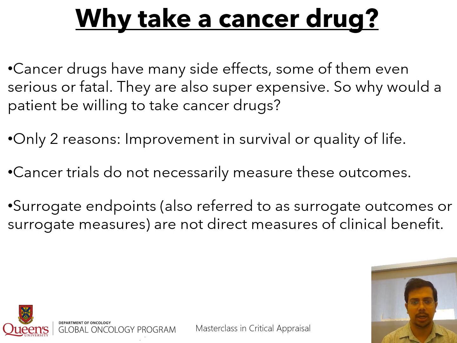Measuring longer life is measuring overall survival, and measuring quality of life is measuring quality of life in terms of trial endpoints. But we see that many drug trials actually use a different endpoint, and that is called surrogate endpoints. These surrogate endpoints are not direct measures of clinical benefit.